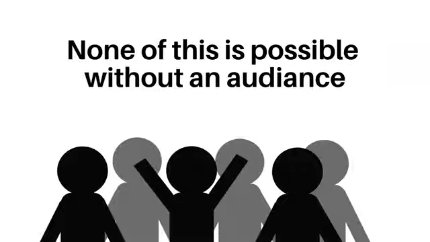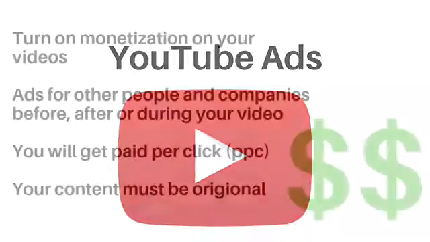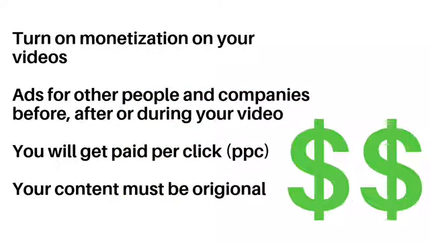So I'm going to go over the top 5 most popular methods that people use to make money on social media. So number 1 is through ads. Specifically, this can be done on YouTube. Now this one is simple and easy to set up. All you need to do is switch on the monetization switch on your videos.